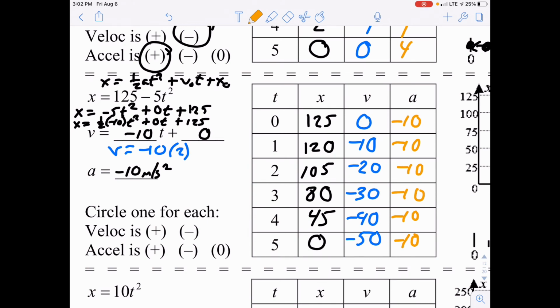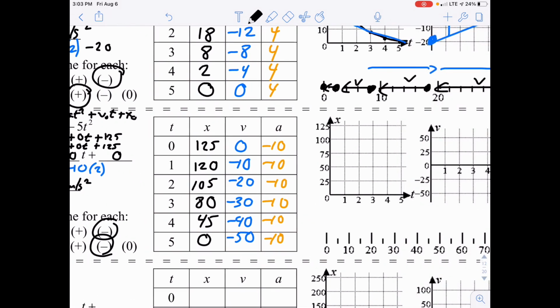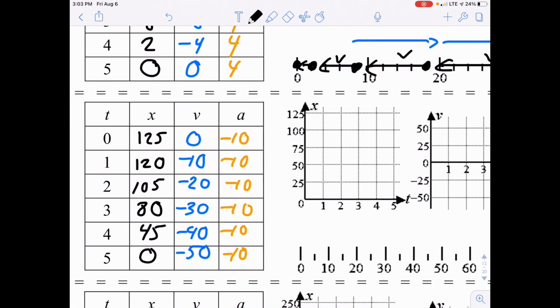Okay. If we look at what we're working with here, velocity starts with 0 but ends up increasing in the negative direction. So velocity is once again negative, but then again so is acceleration. Acceleration is negative here too. Let's go ahead and plot this. So at time equals 0, we're at 125 right here. We're at 1 second, 120 right here. We're at 2 seconds, 105, we're right here. 3 seconds, we're at 80, we're right here. 4 seconds at 45, and then 5 seconds at 0.